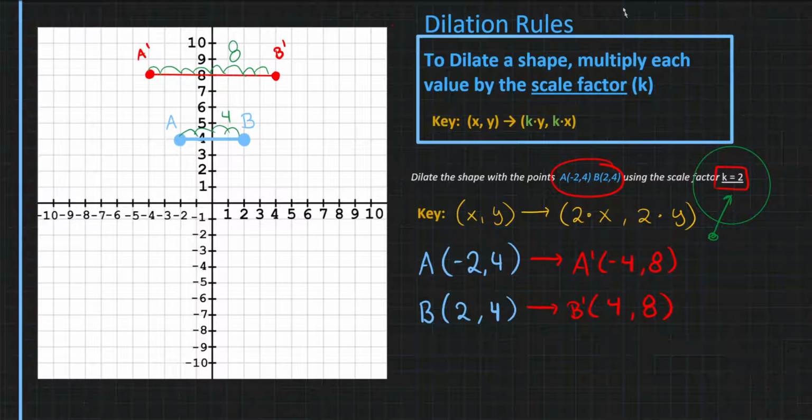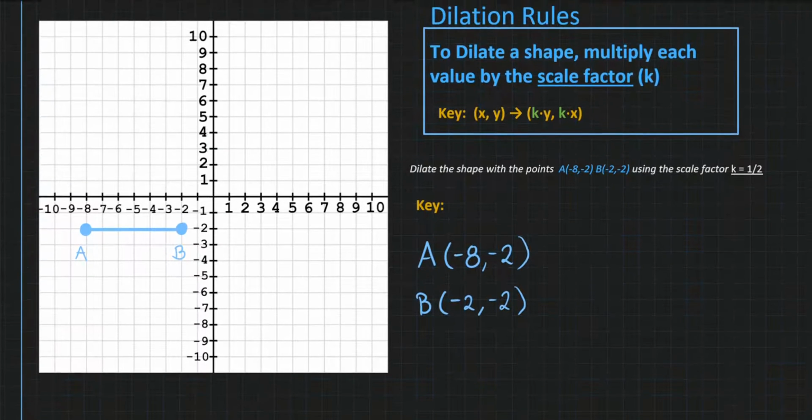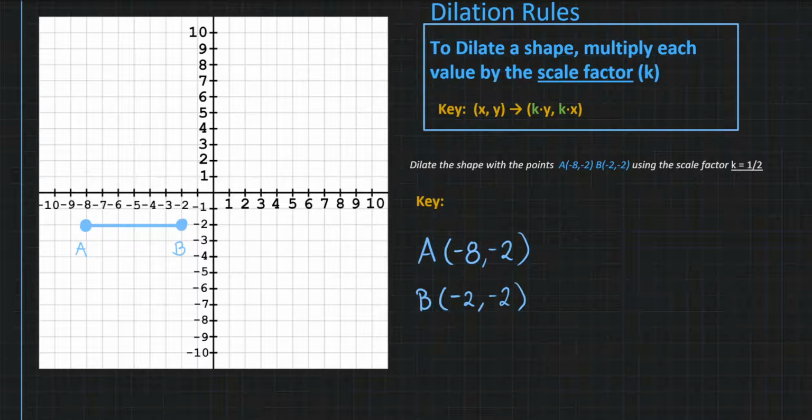If your scale factor is bigger than 1, you're going to have a larger shape. If your scale factor is less than 1, well, let's find out what happens. I have a new line here. This line is still AB, but it has different points. We're going to dilate it using the scale factor k equals 1/2. So what would that look like? Well, that would look like this.